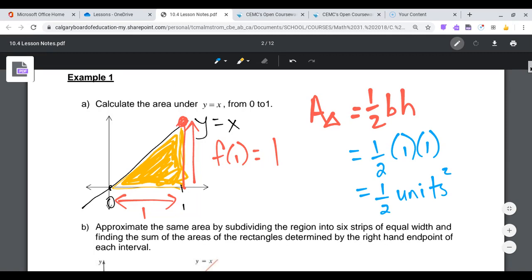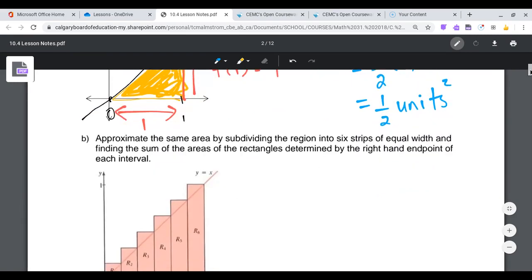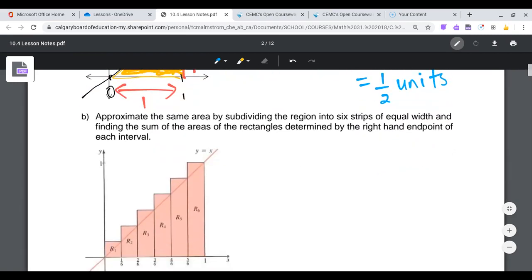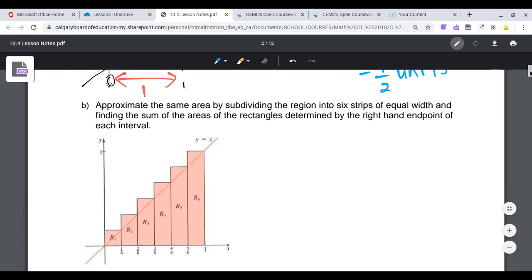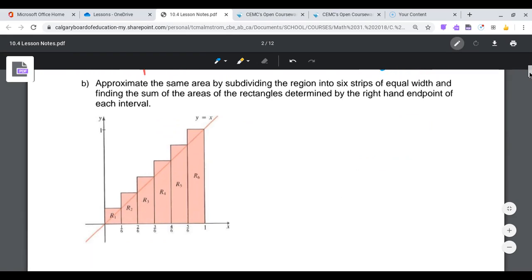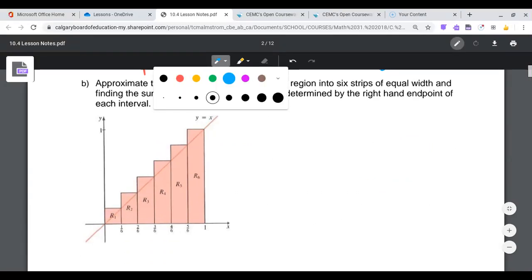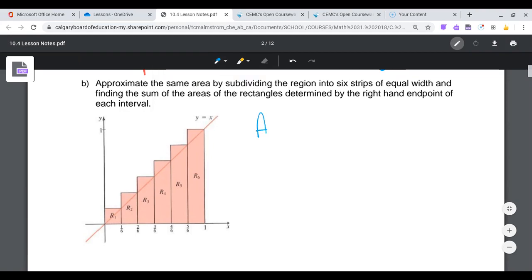So that's actually its exact area because it turned out to be a nice geometric shape. Well, let's approximate it with some rectangles to see how close we could actually get to that accurate 1/2 units squared. So in this diagram, we are using the right-hand endpoint as the demonstration, and we are dividing it into 6 strips. Okay, so we're still dealing with the function y equals x. And so to approximate this area, we need the area of rectangle 1 plus rectangle 2 plus 3 plus 4 plus 5 plus 6. So we need to add up all of these rectangle areas.